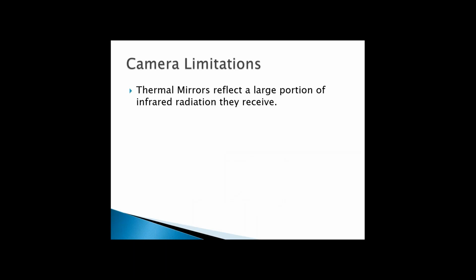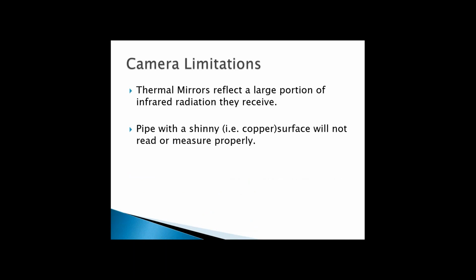Some other limitations include the actual things that we measure. There are things called thermal mirrors that reflect a large portion of the infrared radiation that they receive, such as a pipe with a shiny surface, i.e. a copper pipe. If we were to view a copper pipe with an infrared camera, we could get an improper reading. To help counteract that, we can use some type of component such as electrical tape and place that on the component that we're going to measure to reduce that reflection. And we're going to talk about this specifically when we talk about applied theory.